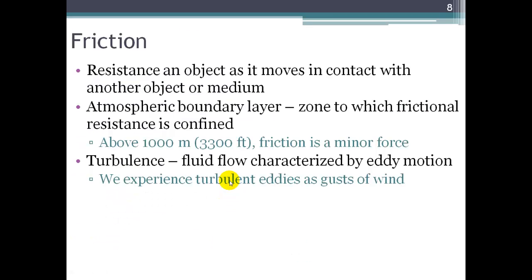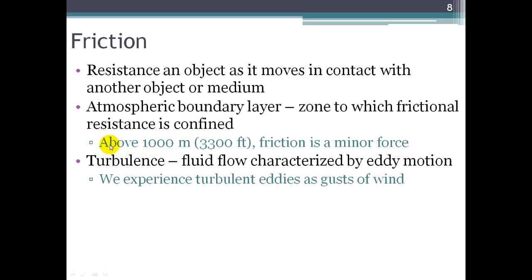Next force is friction, and friction has to do with the resistance that an object meets as it comes into contact or moves in contact with another object or medium. Friction, when we talk about the winds, is only relevant to the lower portions of the atmosphere where the Earth's surface presents a frictional layer. And we call the layer of the atmosphere where friction comes into play the atmospheric boundary layer. So boundary layer meteorology is meteorology that's close to the Earth's surface where friction comes into play.